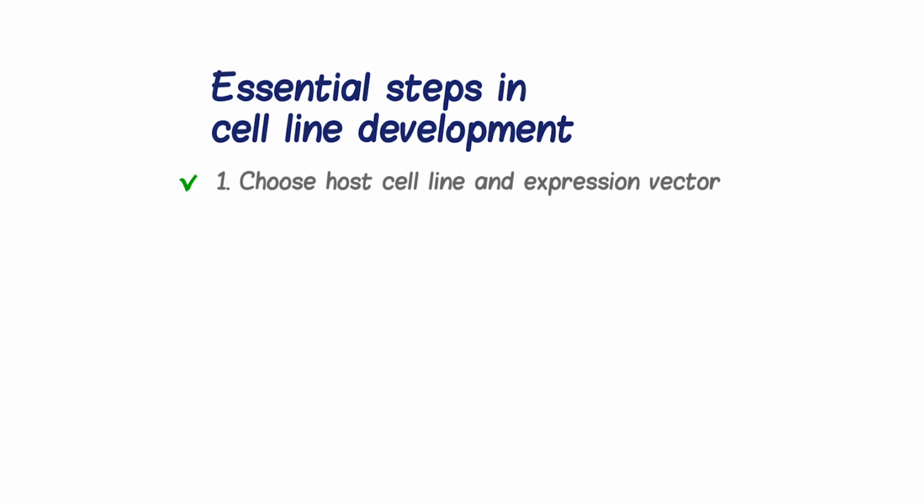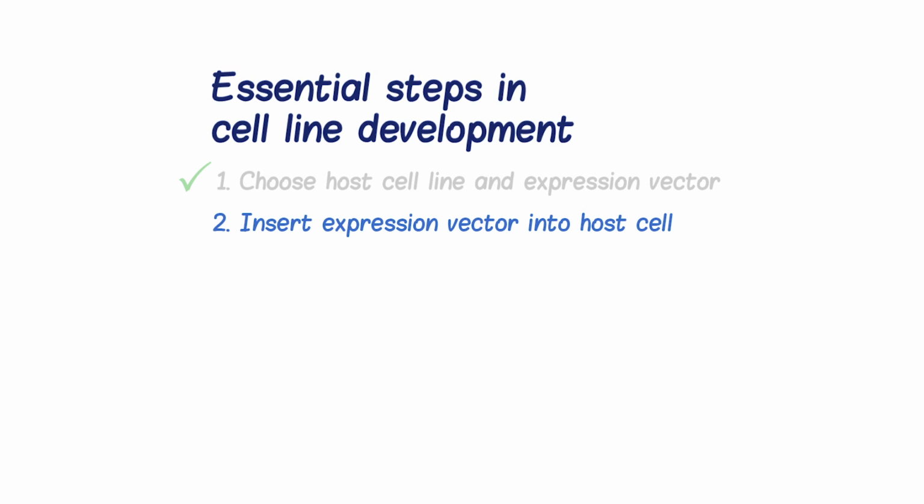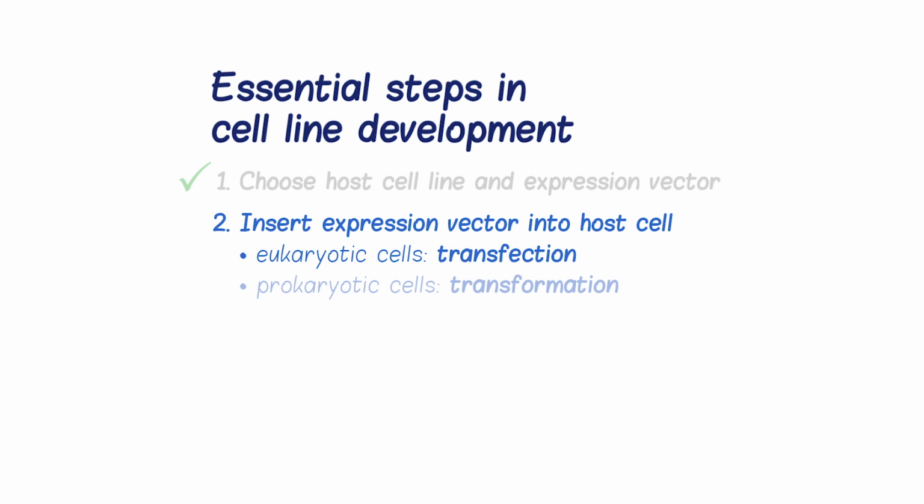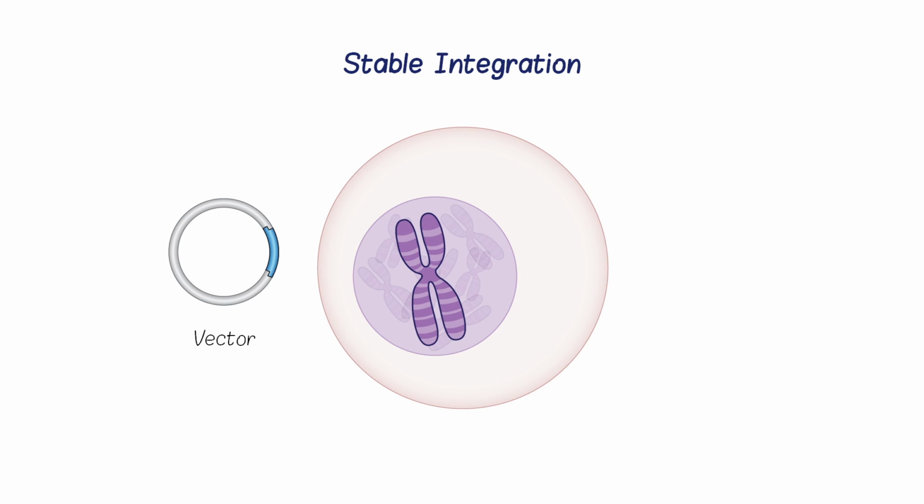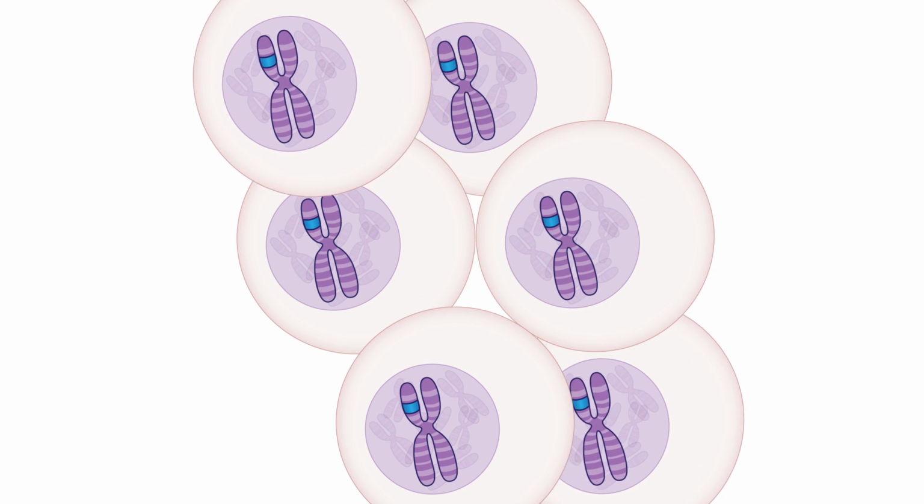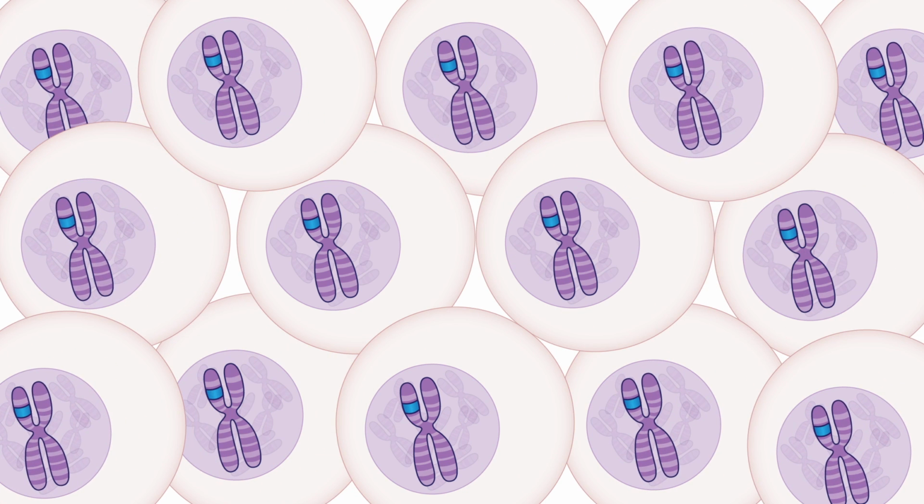After we've chosen a host, we have to get the expression vector that codes for our target molecule into the host cell. This process is called transfection for eukaryotic cells and transformation for bacterial cells. Ideally, for eukaryotic cells, we'd like our host cell to incorporate the vector into its genomic DNA, rather than just having it floating around inside of the cell. This stable integration allows continued expression of the target biologic over millions of cell divisions and is necessary for commercial manufacturing.